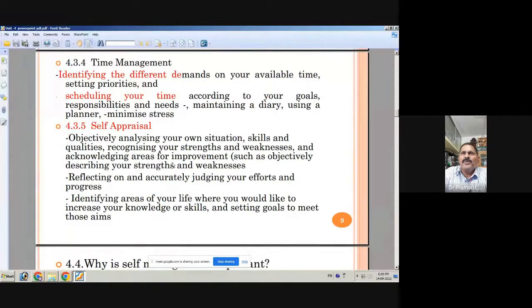So to finish the work in time, we must maintain a diary. We must make a planner. Then it minimizes our stress, because we cannot achieve success in one day. If it is a 6 months program, then within these 6 months we must achieve this success, or achieve our goal. So definitely you will schedule your time, you will give responsibility to others according to the needs, and you must maintain proper records so that we can manage the time.